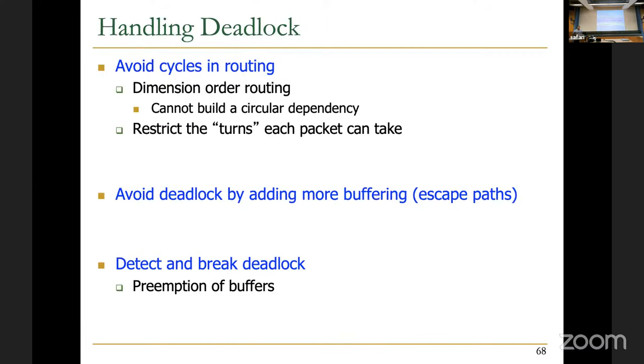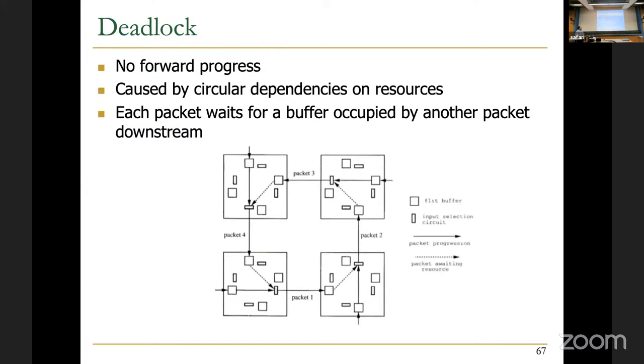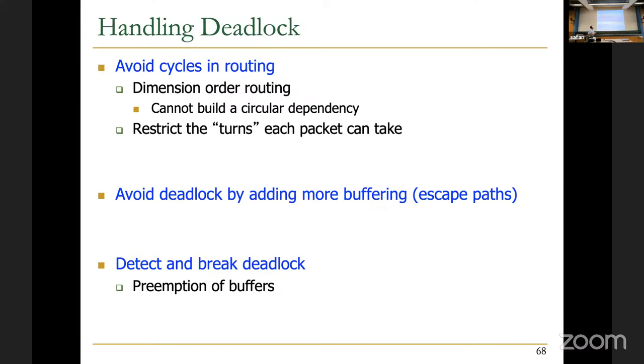So yeah, to handle deadlock, we can have different scenarios. One is to avoid cycles in routing. Design your routing algorithm such that we don't have deadlock, so we don't have this cycle anymore. In order to do that, dimension order routing, like XY, is one example.